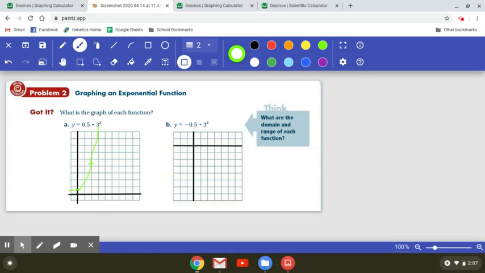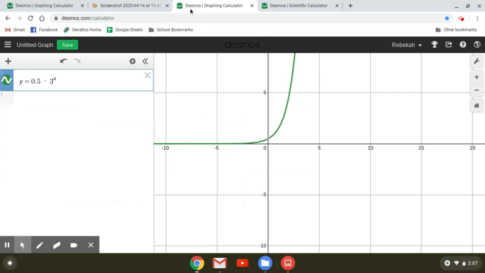All right, let's do this one. So y equals negative 0.5 times 3 to the power of x. So let's just go in here and let's put a negative in front of it. And it flipped the graph upside down. So we can make those same marks.